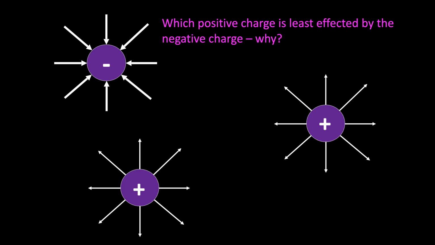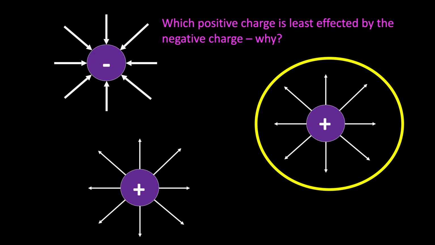So here we have two positive charges and one negative charge. The only difference between these two positive charges is that one is far closer to the negative charge and one is much further away. Which one do you think would be least effective? It's actually this one here.